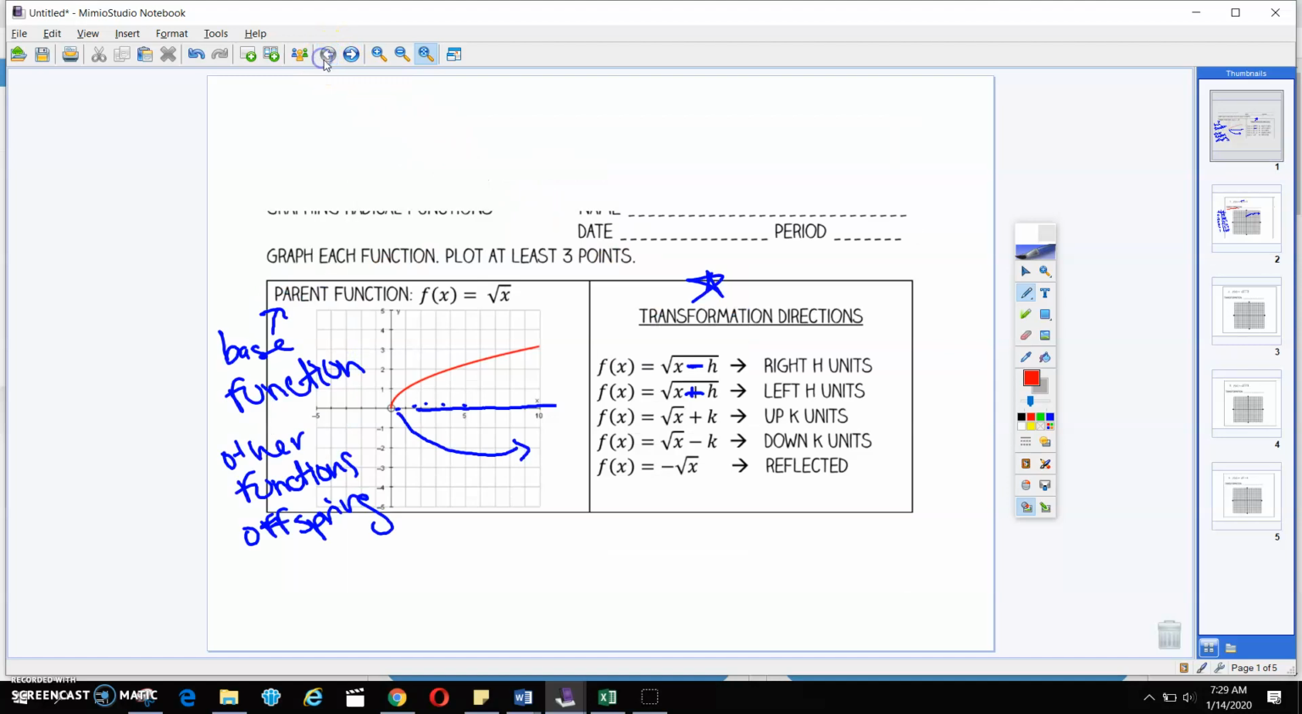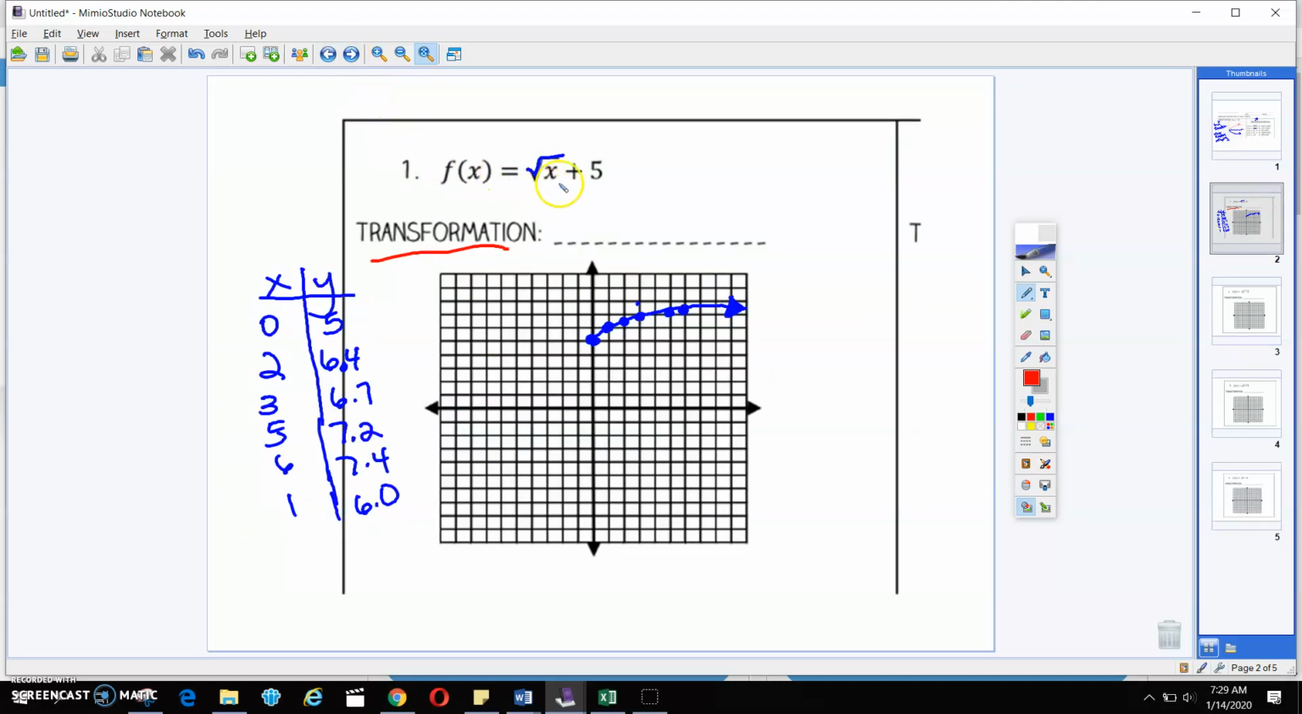Okay, so looking back at the parent function, this guy right here, that's on your paper. That square root of x. What happened between the square root of x and the square root of x plus 5? It went up 5 units. Okay, and again, this is technically not a requirement, but I've seen it in my days where they ask questions that are like, hey, you still have to know the transformations.